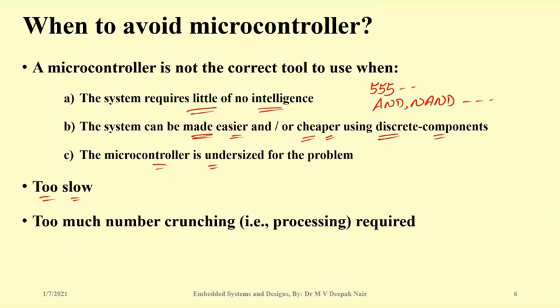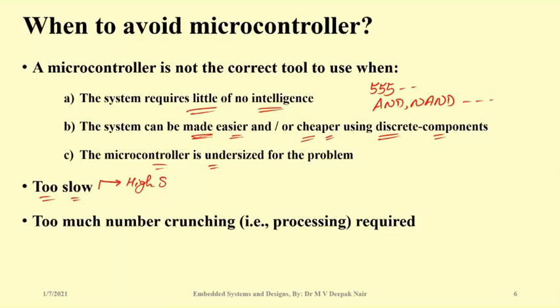Sometimes you will find that there are many operations, many electronic systems, which need very fast processing. In such cases we should avoid microcontrollers. Of course, you know how to control the speed by using two approaches. One is using a high speed clock.